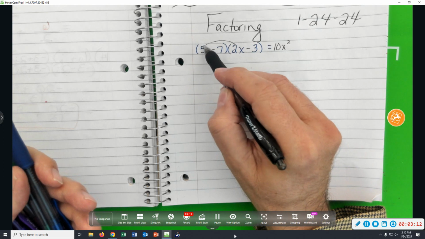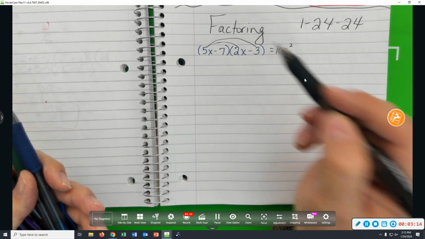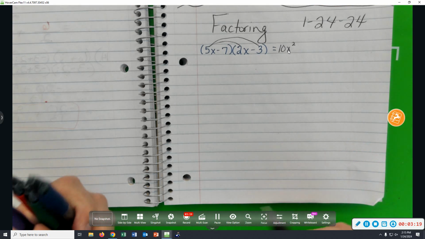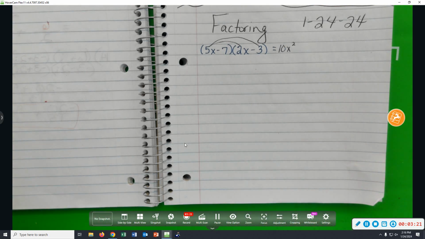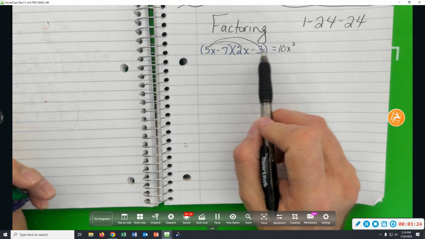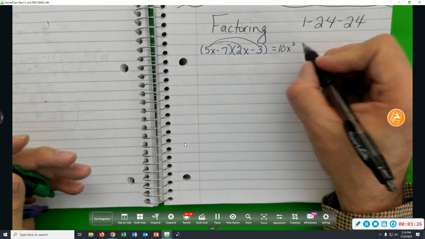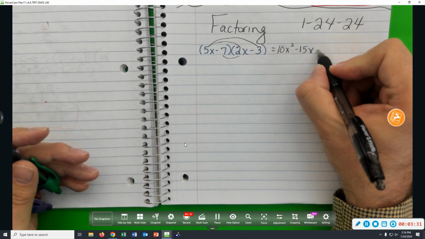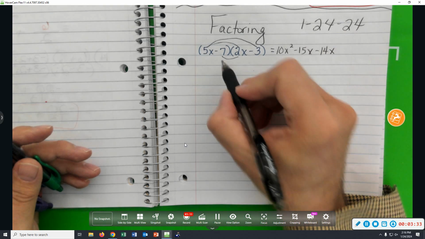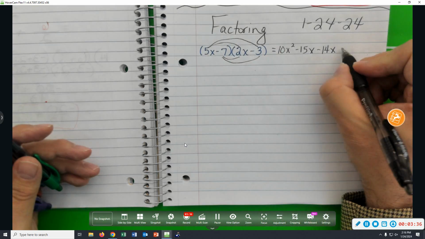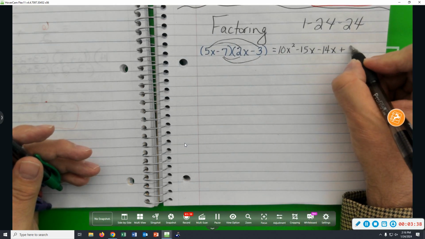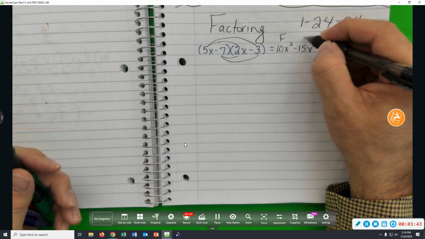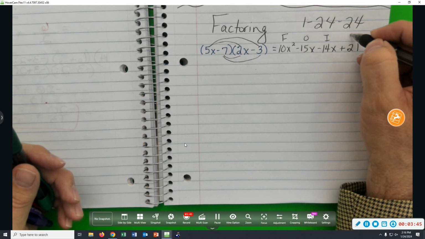Remember, last time when we were foiling those complex numbers, the i squared became minus 1. But here it's just a variable, there's no i. So 10x squared minus 15x is outer, minus 14x is inner, negative 7 times negative 3 is a positive 21. That's last. So we have first, outer, inner, last.